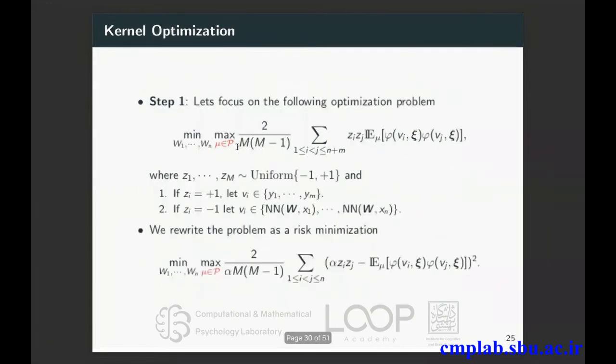The first step is to take this kernel target alignment optimization and write it as a risk minimization problem. From this optimization to this optimization, I basically didn't do anything. I just rewrote it in a different form.